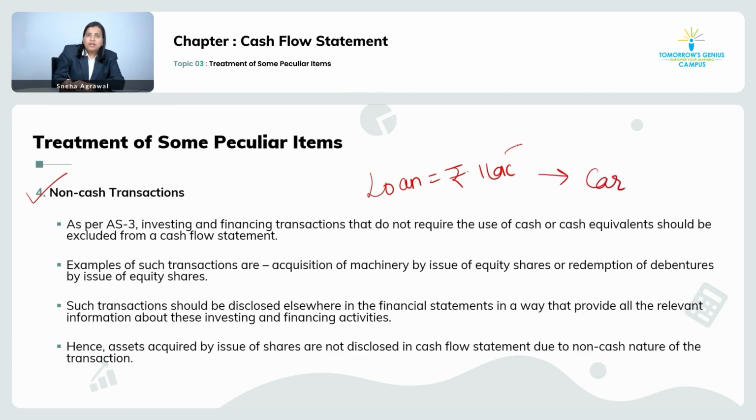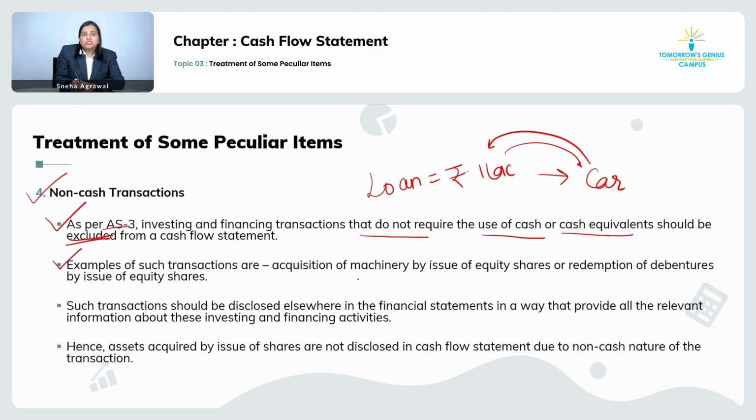Tell me one thing, is there any kind of cash inflow or outflow involved in this transaction? The answer is no. Why? I have not given the cash. What I have given? I have given away my asset in return of liability. So, as per Accounting Standard 3, investing and financing activity that do not require use of cash or cash equivalent should be excluded. What you are required to do? You should exclude it while preparing your cash flow statement. Like the example given here.